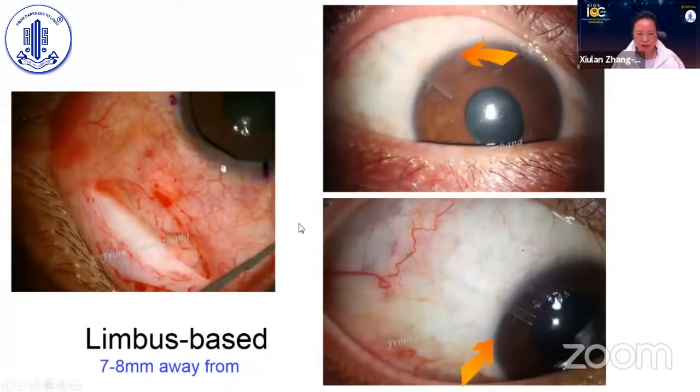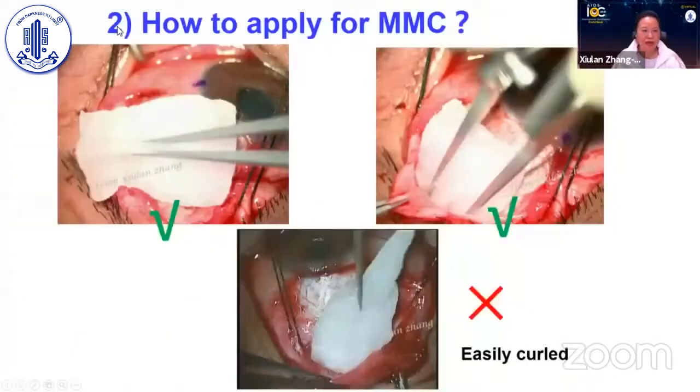This way is very good for children because there is no suture here. And after surgery, children will feel very well. And how to apply the MMC? Don't use the cotton like this because it easily curls. Please do it nicely like what I do.